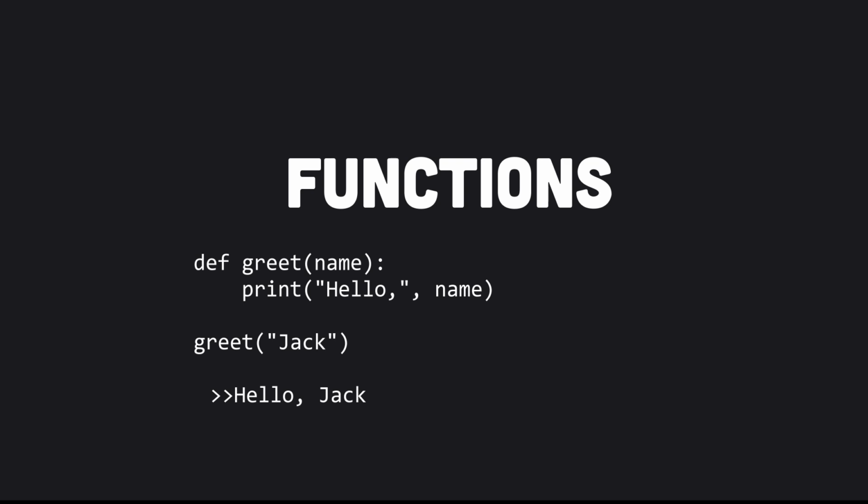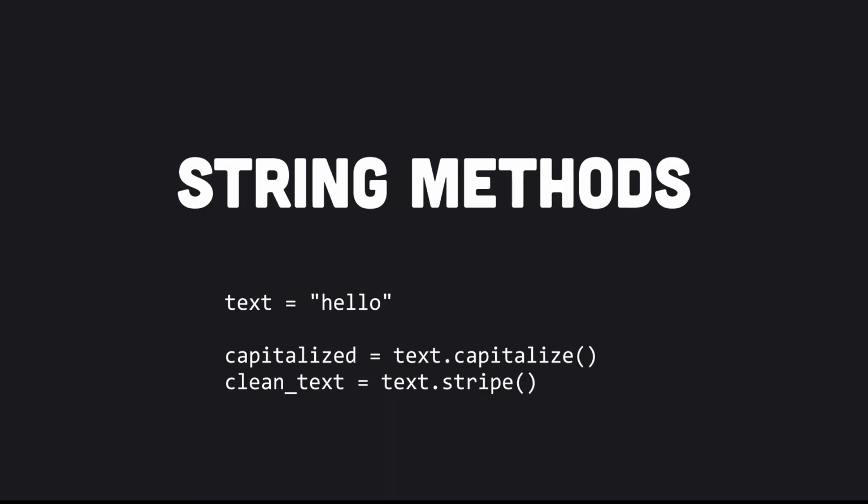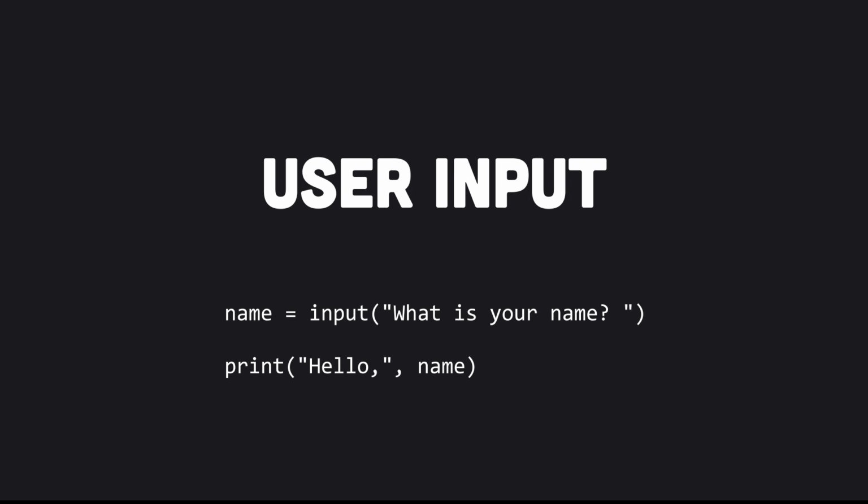We also explore string methods. String methods help us modify text easily. The strip method removes extra spaces from a string, and the capitalize method makes the first letter uppercase. User input is another important concept. We use the input function to get data from the user. The value returned by input is always a string. We store this value inside a variable, then we can use it later in our program.